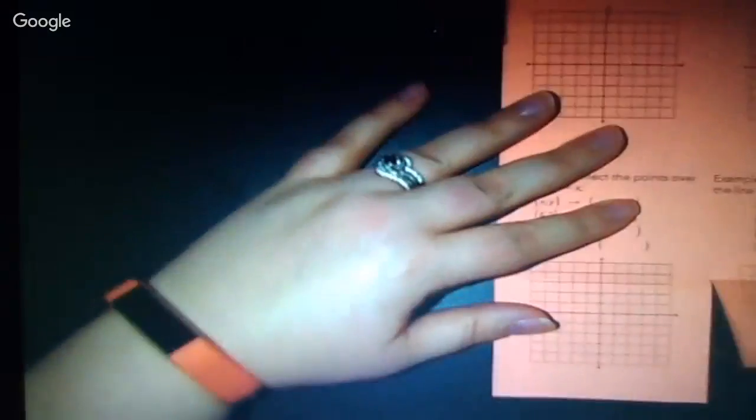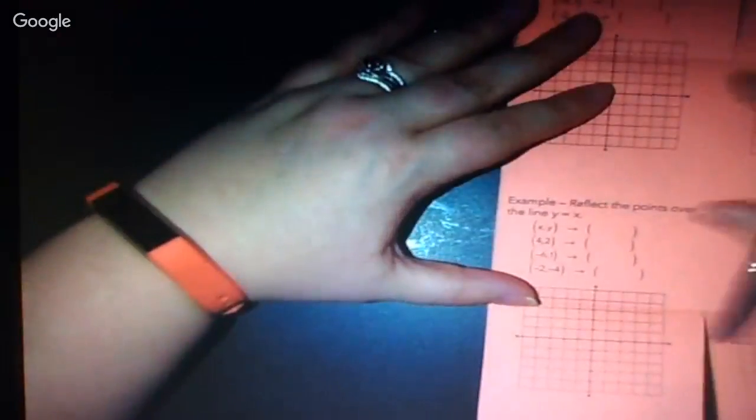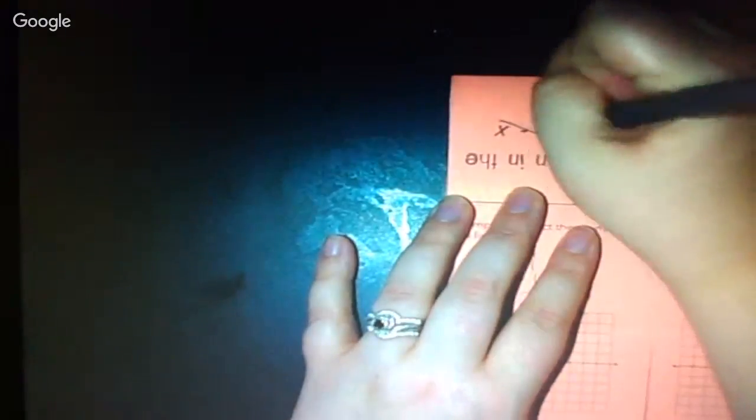All right, so okay, so these front 2 flaps, I'm gonna need you to fix the titles here. So this is not a reflection in the line y equals -x. This is a reflection in the x-axis. So please fix this title because it's upside down. This one should be the y-axis.